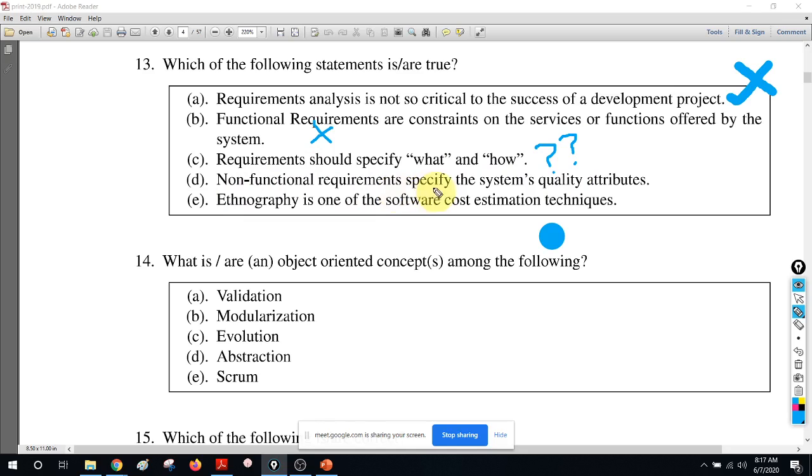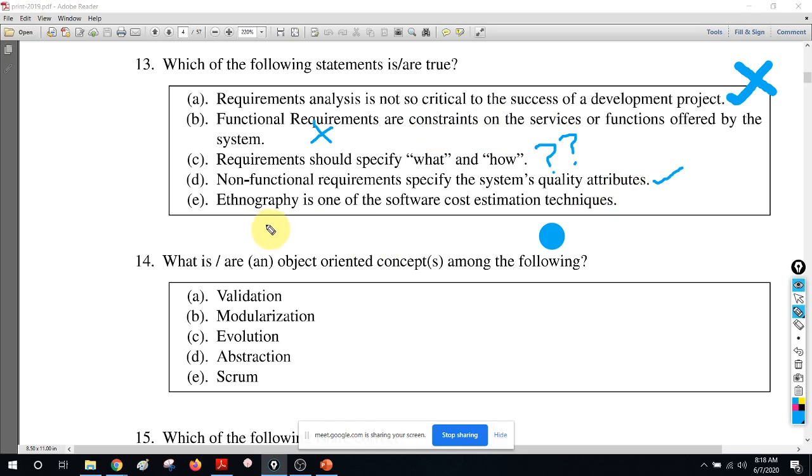Non-functional requirements specify the system's quality attributes. Yes, right. Remember we covered that: it specifies the quality attributes, and also the constraints on the services and functions, right? So that is correct. It's a quality attribute.